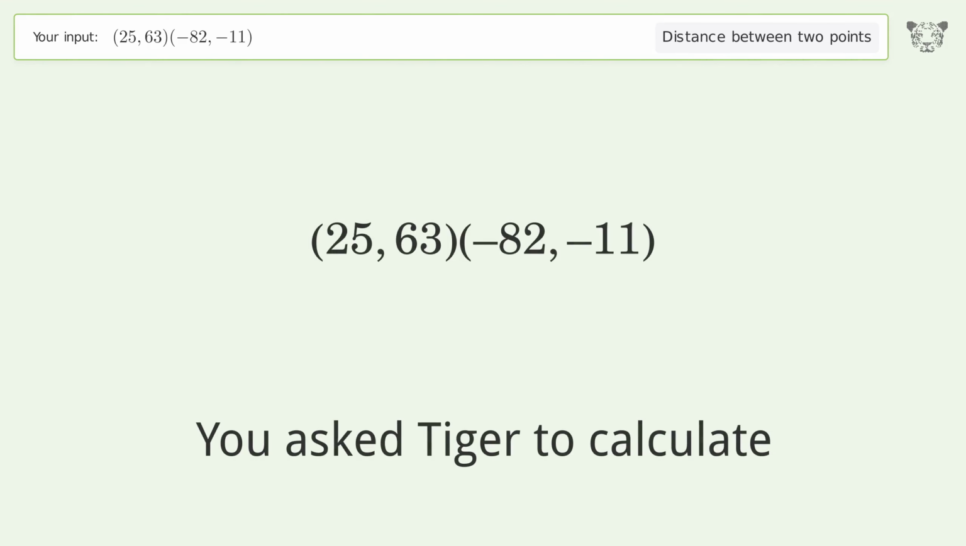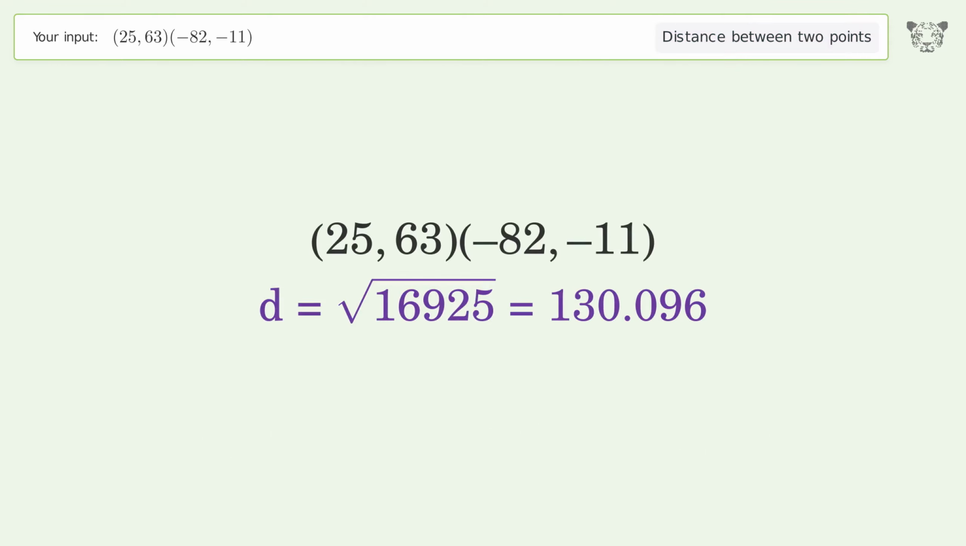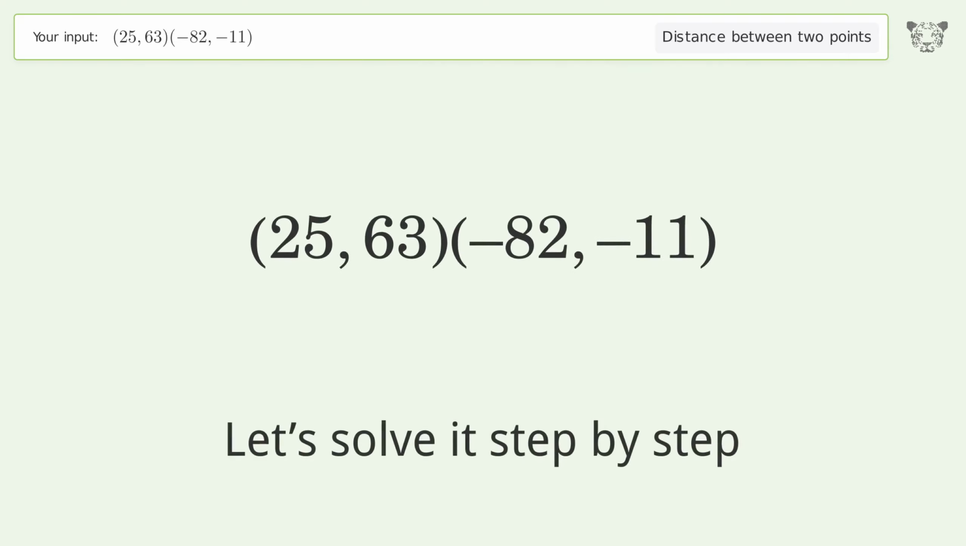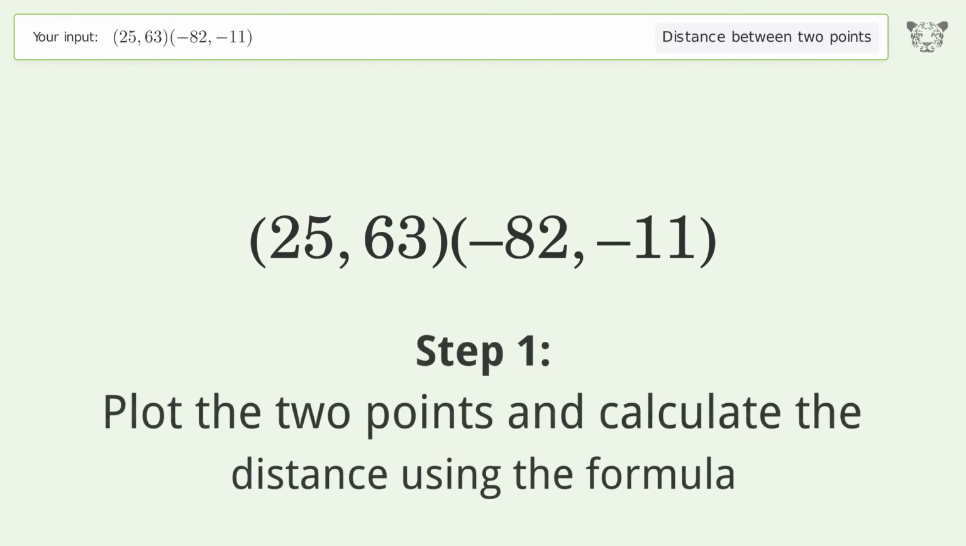You ask Tiger to calculate. This deals with the distance between 2 points. The distance between the 2 points is the square root of 16,925, or 130.096. Let's solve it step by step. Plot the 2 points and calculate the distance using the formula.